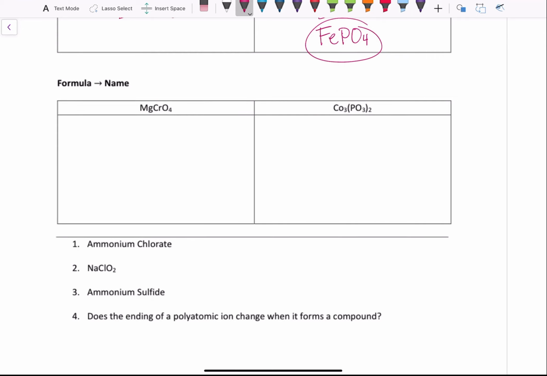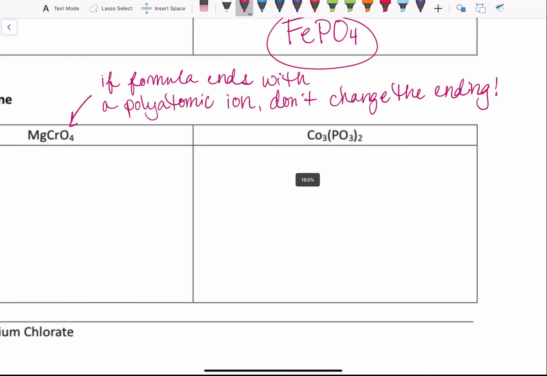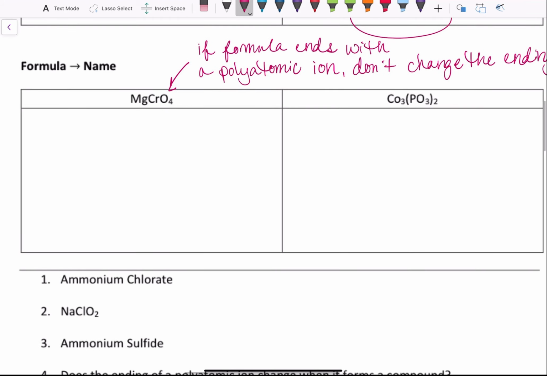Just like we did before, we are going to name each little piece. The different part is that if it ends with a polyatomic ion, do not change the ending. Typically, we've been changing the ending to IDE. Do not do that if there's a polyatomic ion. So if the formula ends with a polyatomic ion, don't change the ending. For example, MgCrO4.